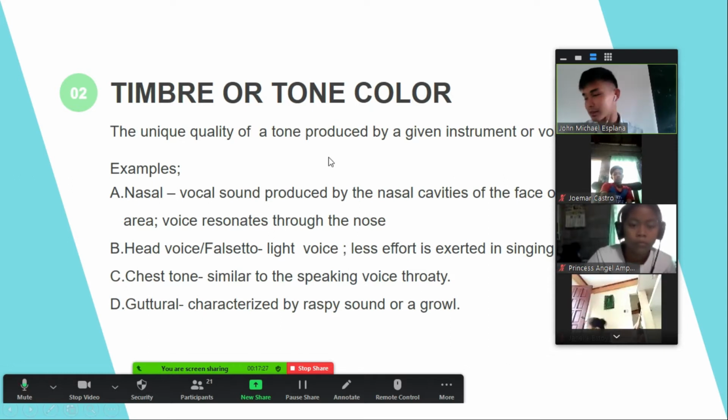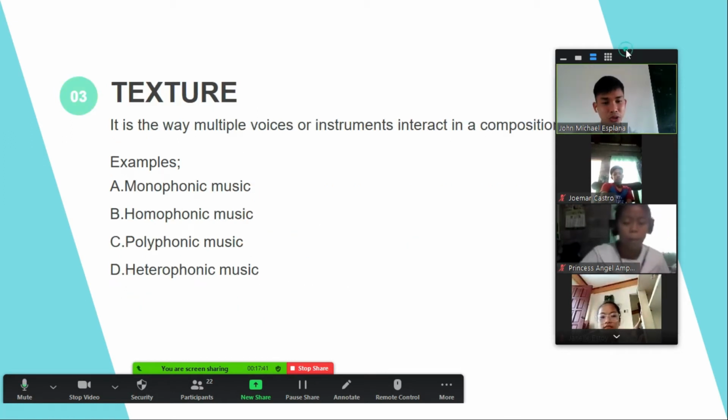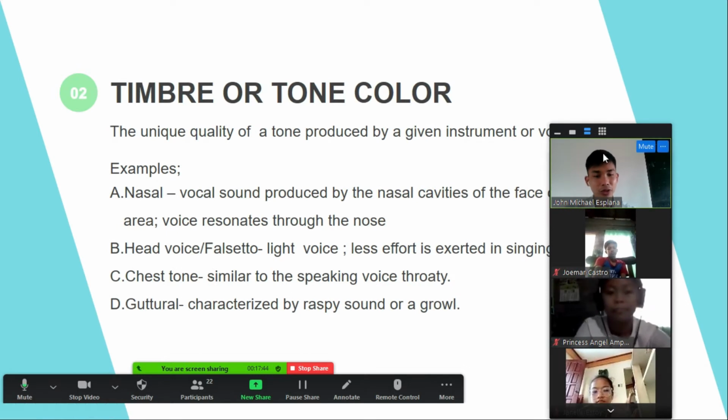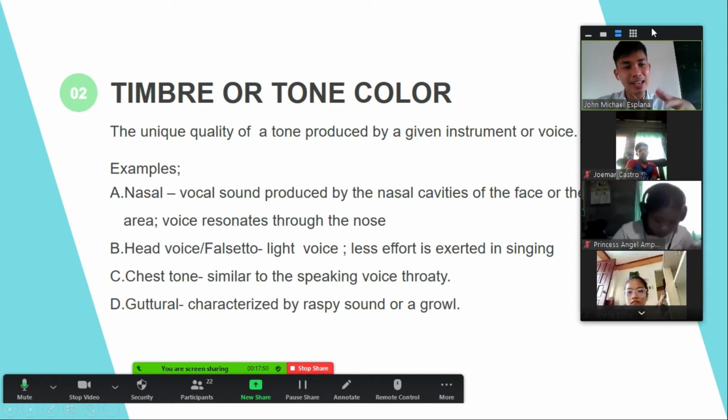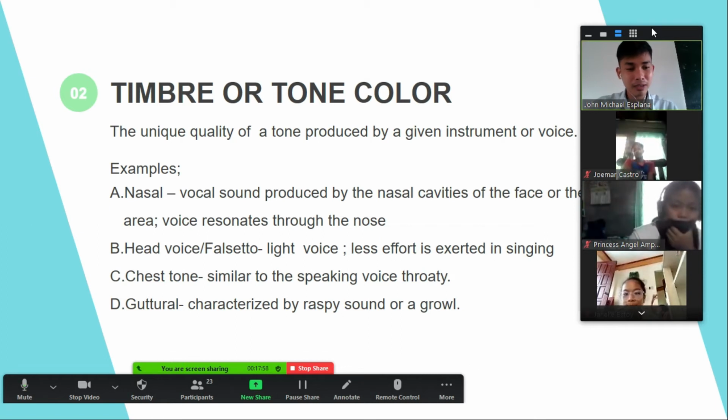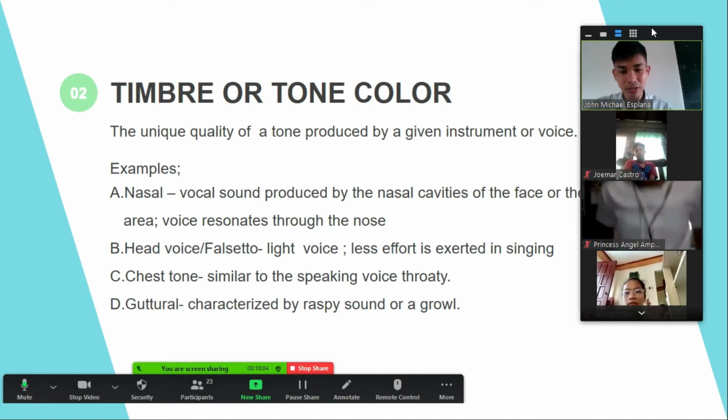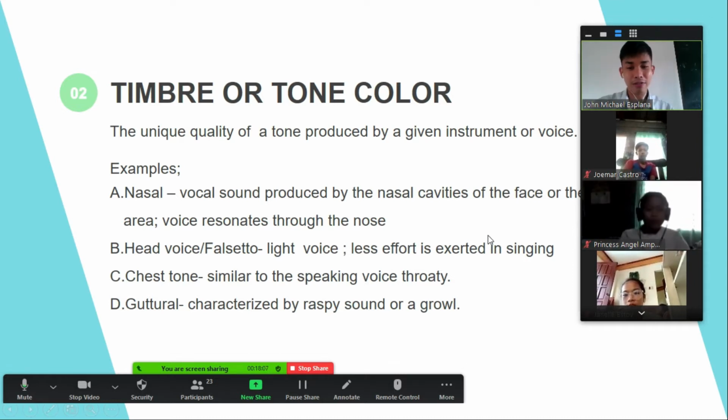Next, let's come to head voice, also called the falsetto. With falsetto or head voice, less effort is exerted in singing. Di ba yung mga falsetto, kapag yung mga matataas na nota na inaabot mo sa music. Nagpa-falsetto sila para hindi sila makapos ng boses. Ginagamit nila yung falsetto or head voice kasi less effort.